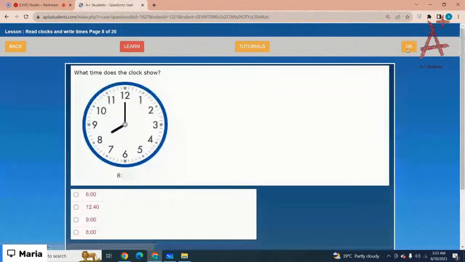Okay, what time does the clock show? Which is the correct option? The clock shows 8. The correct option is 8.